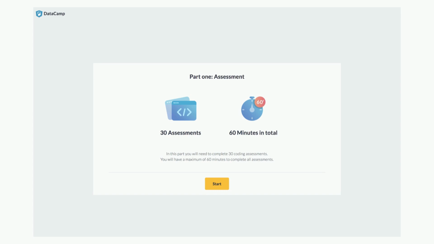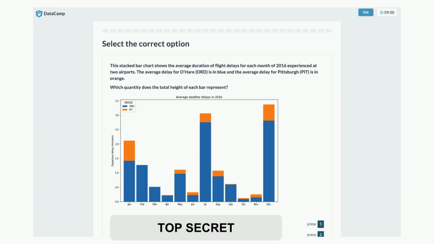Part 1 is the assessment. This is a series of 30 challenges. You have up to an hour to complete those. I'm going to give you half of a preview of one challenge because I don't want to give away the answers. In this particular case, you see some context at the top. You're asked a question. You have to interpret this plot, and then you're given a series of answers that you can select from below.